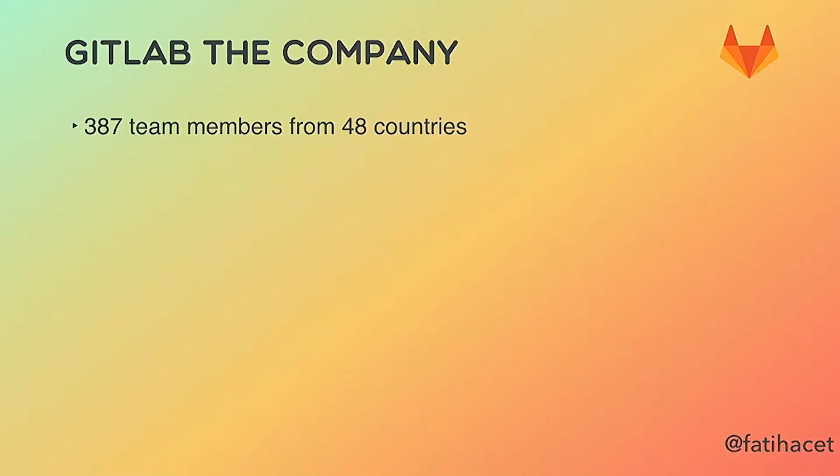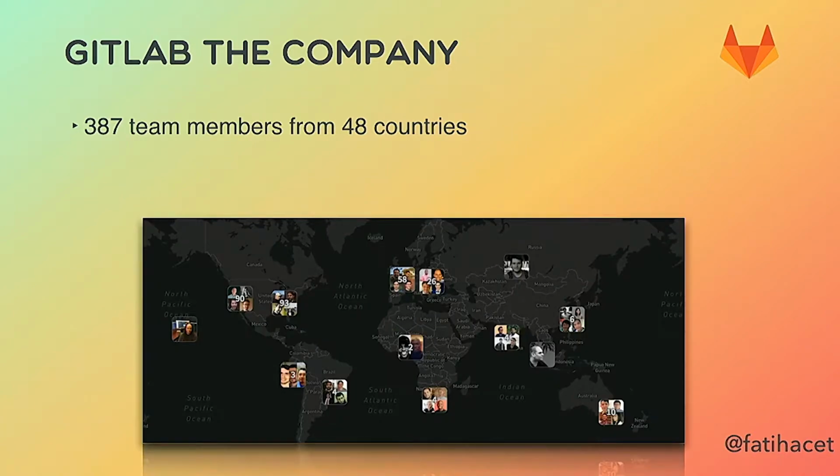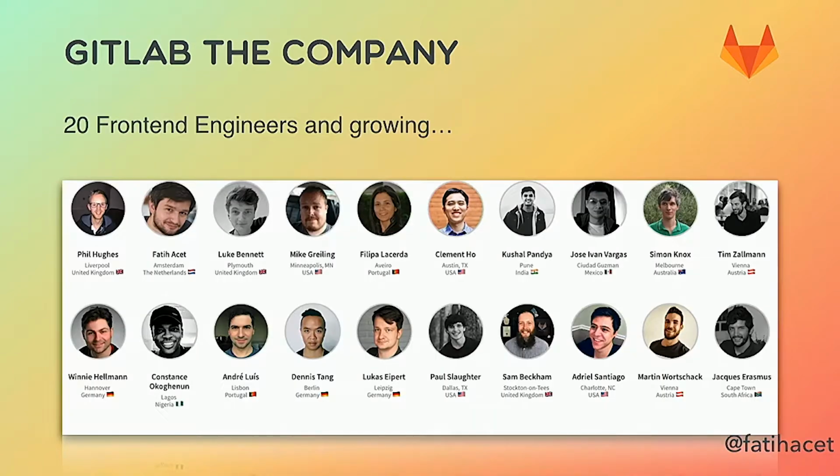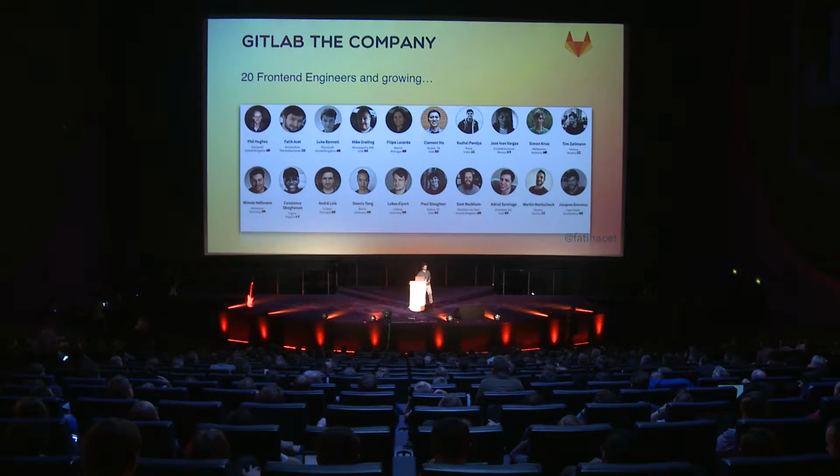Let's talk a little bit about the company. As I mentioned, I'm working remotely because GitLab is a remote-only company with almost 400 team members from 48 countries. And it looks like this on the map. Again, we don't have any office locations anywhere in the world, so it's a remote-only company. We have 20 front-end engineers right now in our team, and we are hiring more. The front-end team is still growing.